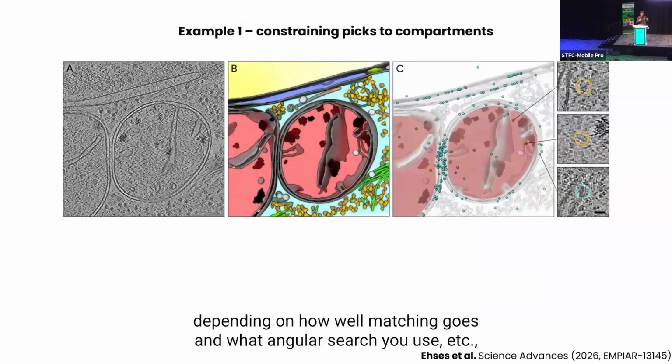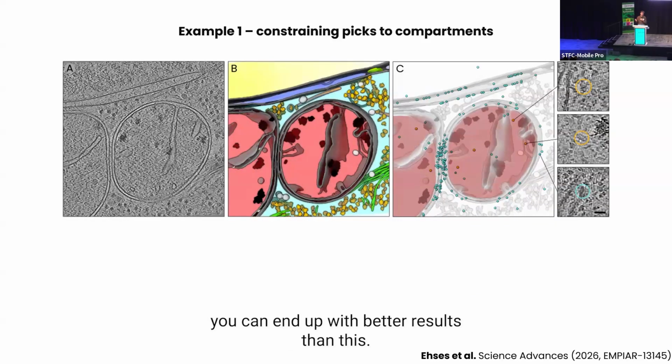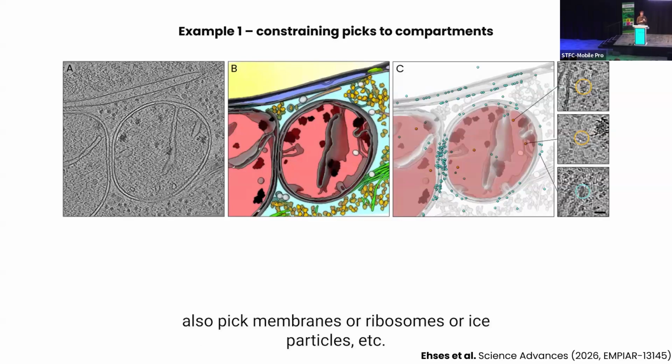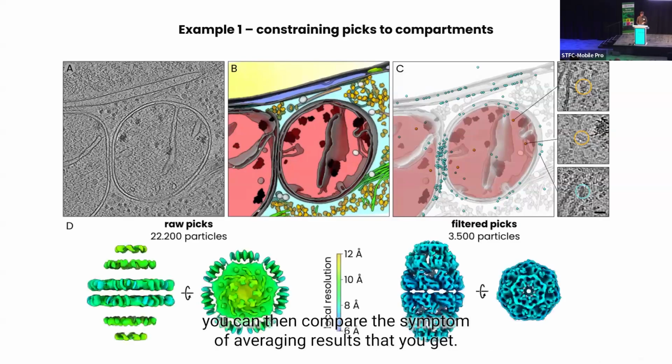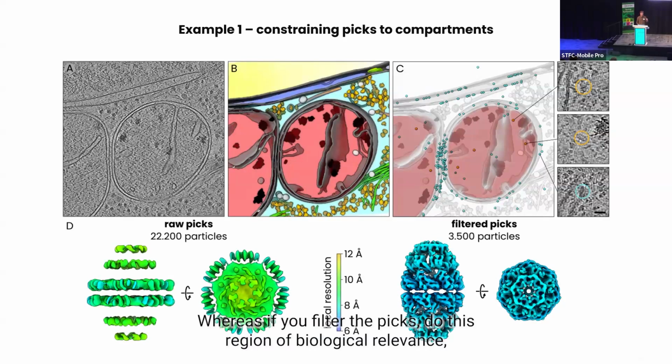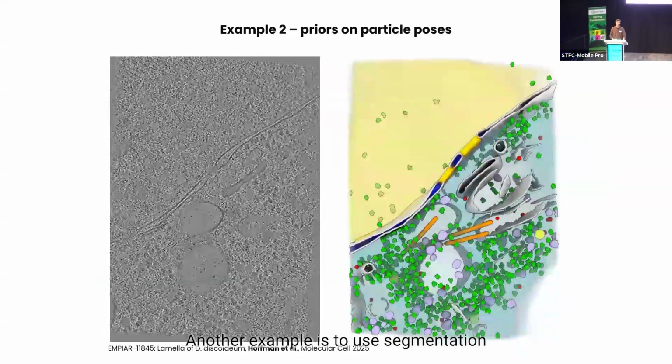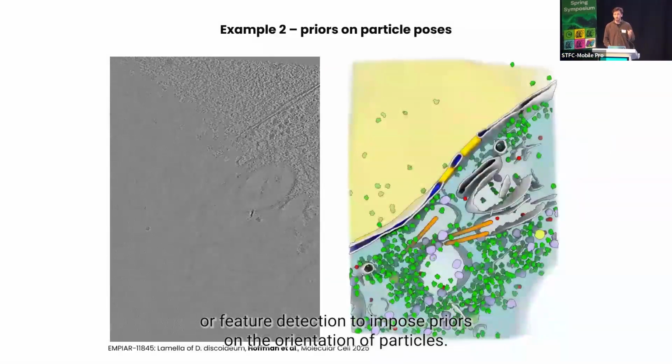Depending on how well template matching goes and what angular search you use, etc., you can end up with better results than this. But overall, you see, and this often happens, that with template matching, you also pick membranes or ribosomes or ice particles, etc. And so if you have pre-trained networks to say, right, filter this particle set to just the relevant bits of biology, you can then compare the subtomogram averaging results that you get. And if you use all the particles, we ended up with a mostly sort of artifactual bit of membrane density, I believe. Whereas if you filter the picks to this region of biological relevance, you end up with a much better map.